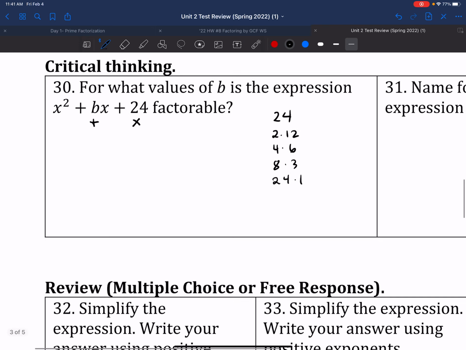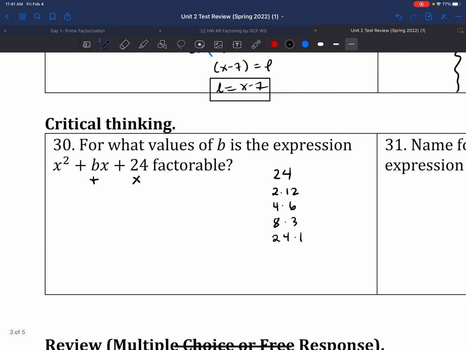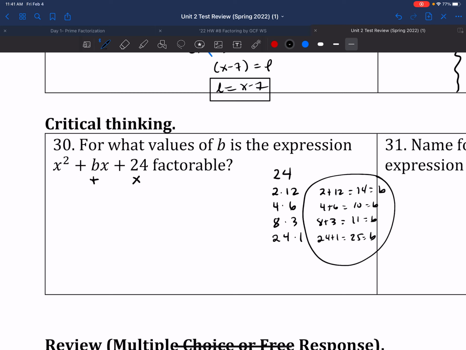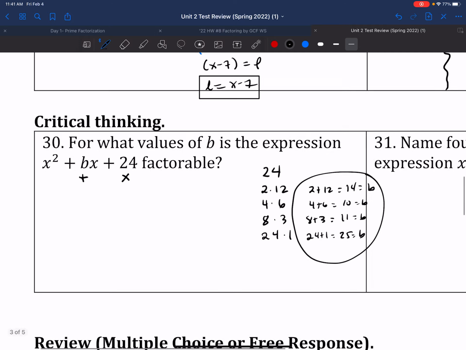Okay, there we go. So then when we multiply, we've got to make sure that we add those two numbers. 2 plus 12 is just 14. So this is my b value. And then 4 plus 6, that's 10. So that can be my b value. 8 plus 3, that's going to be 11. That can be my b value. And then 24 plus 1, that's 25, and that can be my b value. So these right here can be my b values that will make the expression factorable.